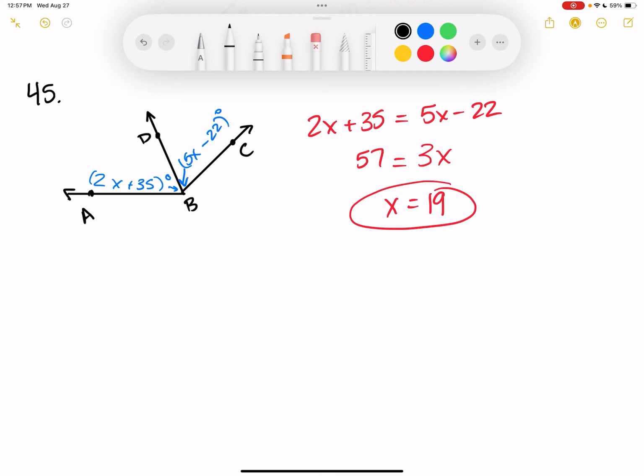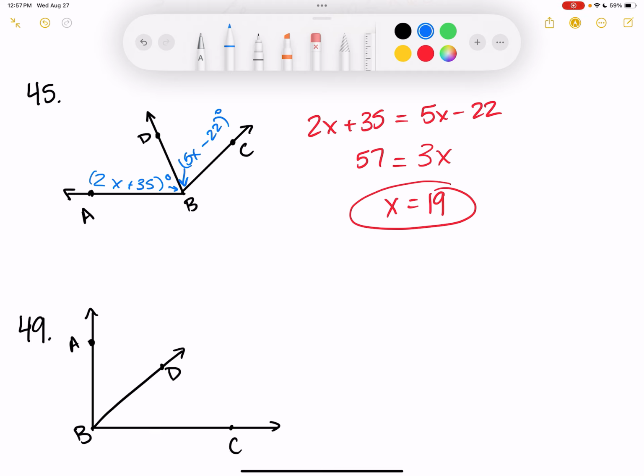Let's see. One more. 49. So we've got going up like that, going over. Then my bisector here. This is A, B, D, and C. This time they say that this one is 1/2 x plus 20 degrees, and this one is 3x minus 85 degrees.